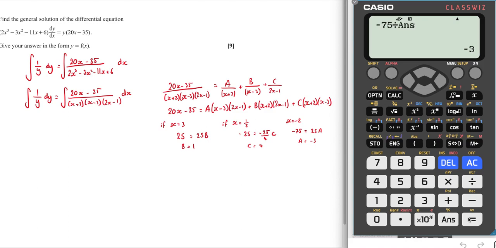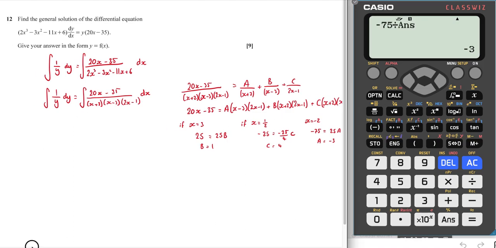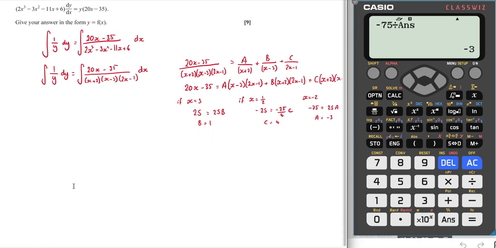So what that means then is if we go back to my differential equation, I'm at the stage where I've got the integral of 1 over y dy is actually equal to the integral of minus 3 over x plus 2 plus 1 over x minus 3 plus 4 over 2x minus 1 dx. Let's start working these out.